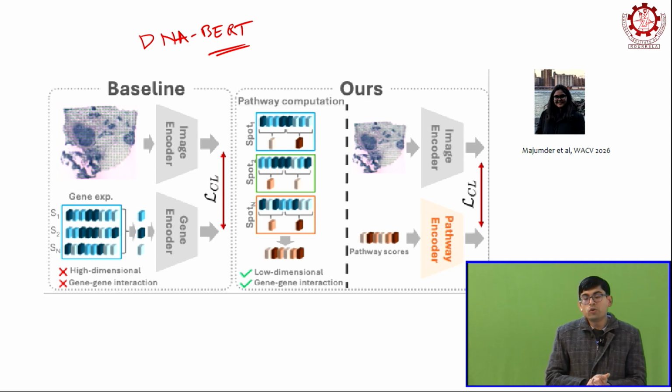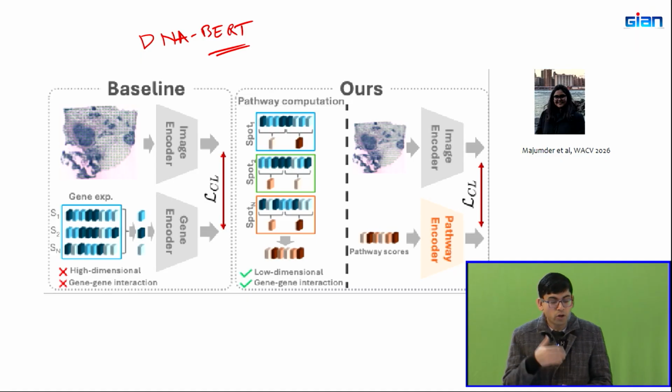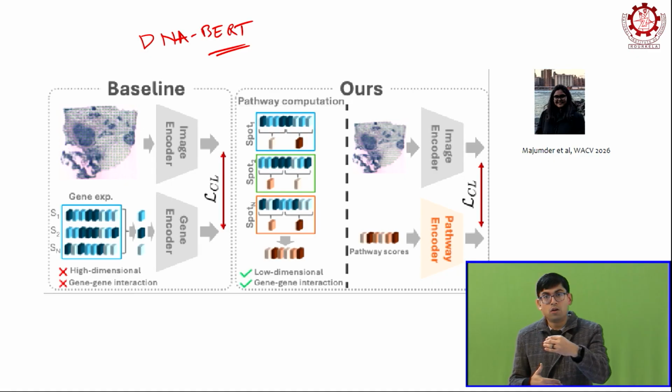So what we wanted to do here is, instead of performing this contrastive learning at an image and gene level, we wanted to perform it at an image and pathway level, right? Because we know that these pathways are eventually what drives the pathogenesis of the disease. Moinak was also involved in this paper.